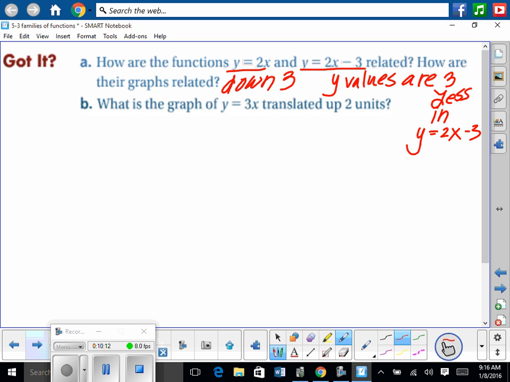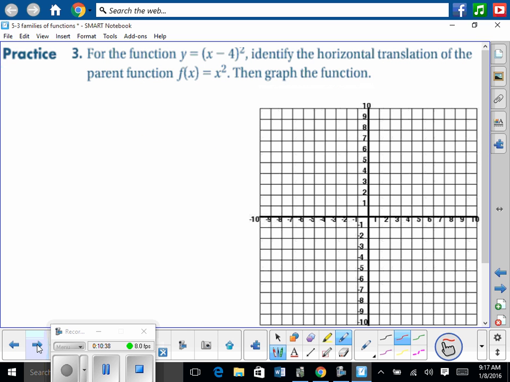Okay, next question is, what is the graph of y equals 3x translated up 2 units? You tell me. 3x plus 2. It's pretty simple. Nothing tricky here. Any questions? Now, why isn't this shifting our line left and right? Good, it's not connected with the x. So it's being added on the outside of our function, right? Outside of x. Very good.